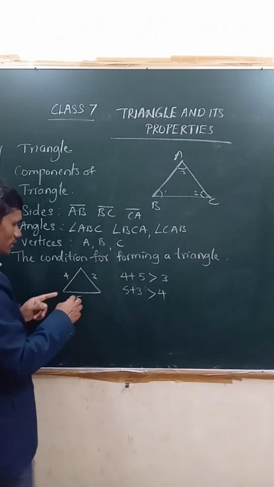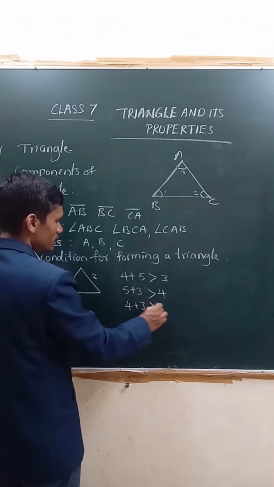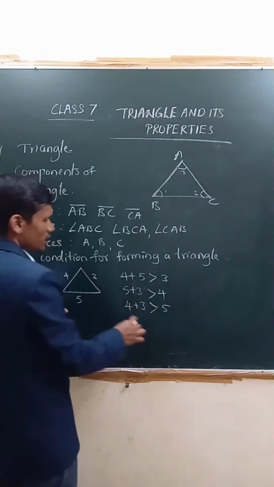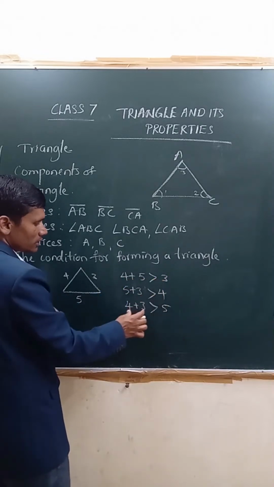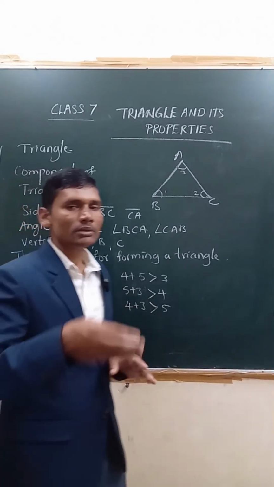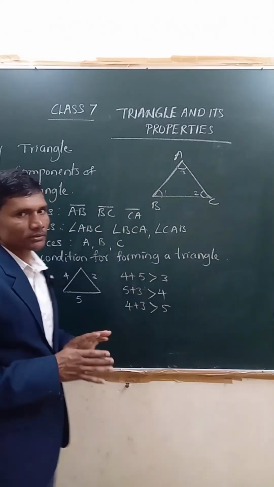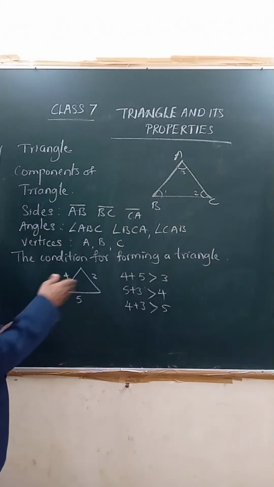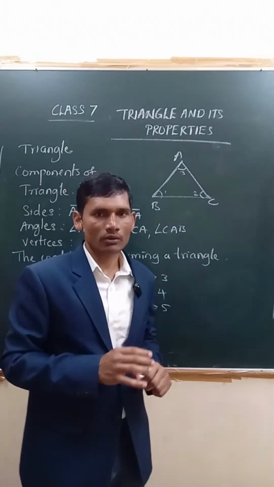That is the condition. Next, coming to 4 plus 3, if you add 4 plus 3, it is greater than 5. You can take anywhere. 9 is greater than 3, 8 is greater than 4, 4 plus 3, 7 is greater than 5. Means what? This is the condition for making a triangle, to form a triangle. This is very much important. Now, once you know this, based on this, we are going to learn the types of triangles.